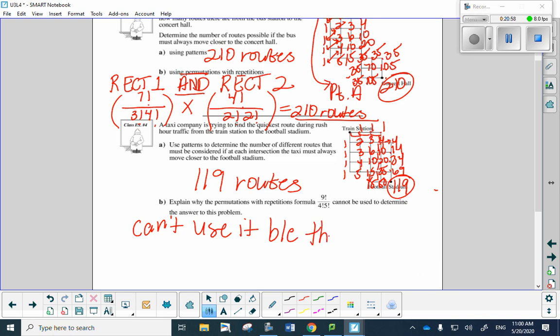And there you go. So there is our first lesson looking at repetitions with letters and objects, and then looking at our pathway questions, whether you can use the repetition formula or if you have to just simply do it by hand. Okay, so you can work on the homework for this lesson now.